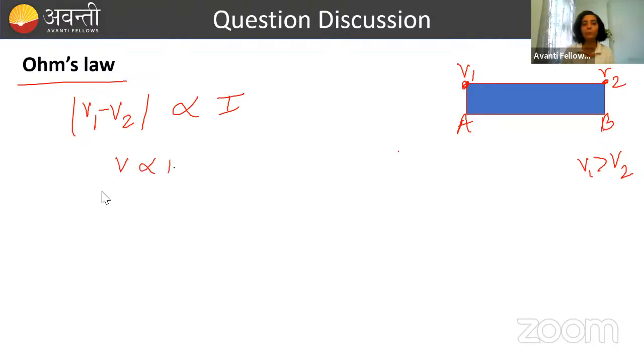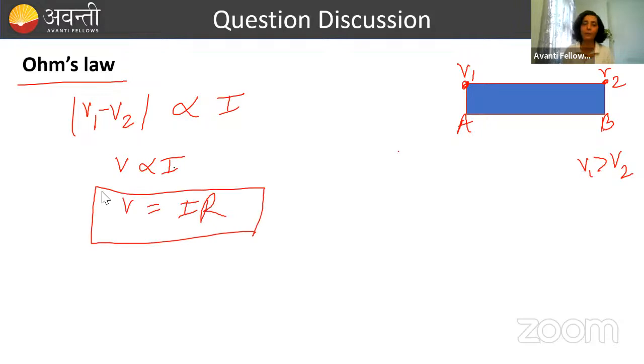So V is directly proportional to I. So V became equal to IR. This is your Ohm's law, right? You all must have studied this. Now you all must have studied the graph between voltage and current. That will come as a straight line, है ना? तो यहाँ पे ये सारी चीजें.